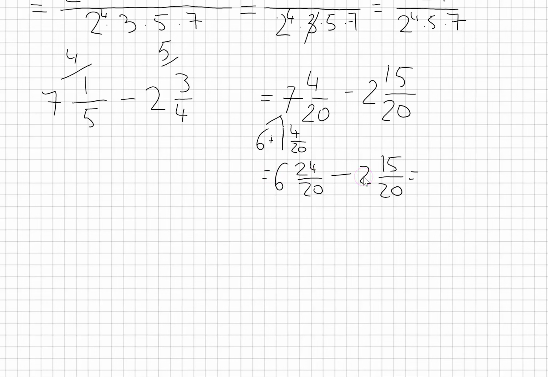Now I can subtract everything. 6 minus 2 is 4. 24 minus 15 is 9 over 20. Can I simplify any further? No. So this is our final answer.